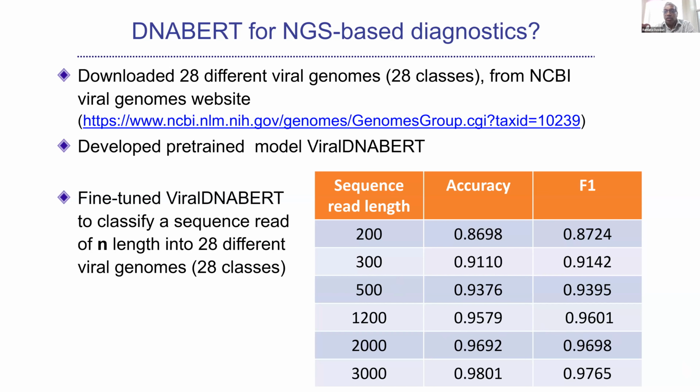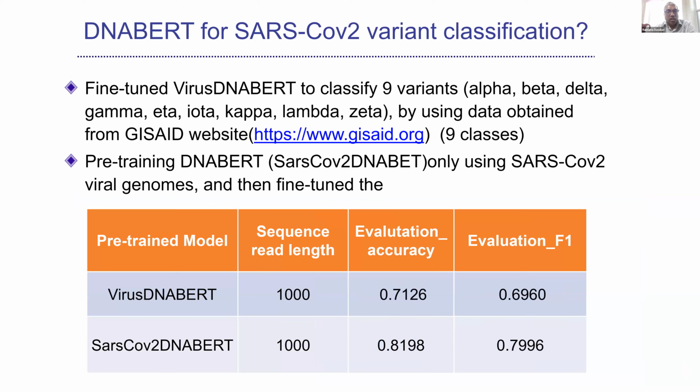A 300 base pair region can give 90% accuracy. So it shows that DNABERT is capturing even closely related viral sequences and predicts very accurately whether a given sequence belongs to one virus or the other virus. Similarly, we tested predicting different strains of SARS-CoV-2. Because the changes are not a lot, but still with 1,000 base pairs, we can predict with 82% accuracy.